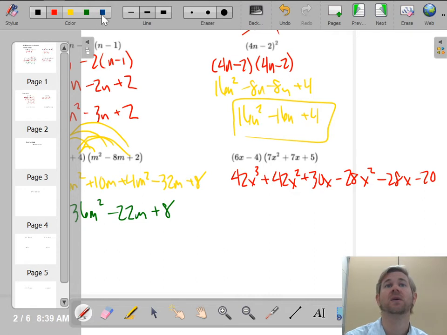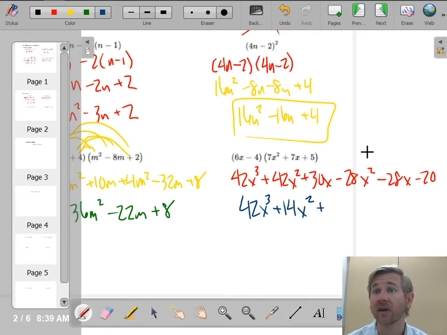Combine like terms. We got 42x cubes. We got 42 minus 28, which is 14x squareds. We got 30 minus 28, which is 2x's, and we got negative 20 just hanging on the end there. Okay, that's going forwards. Shouldn't be any major issues with that.